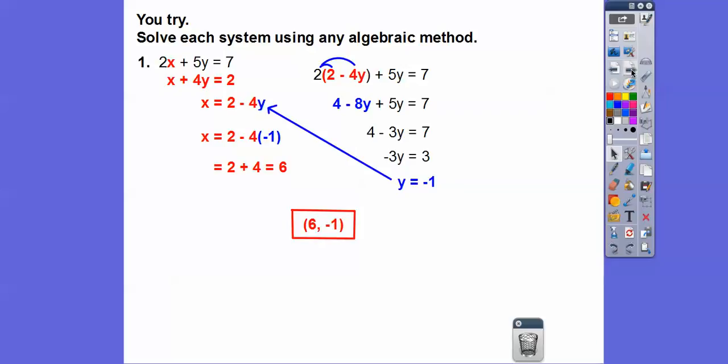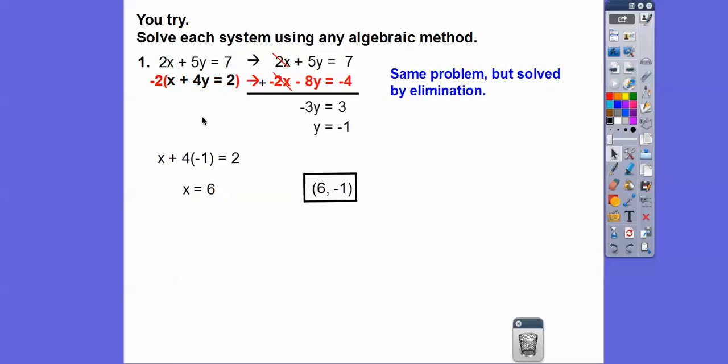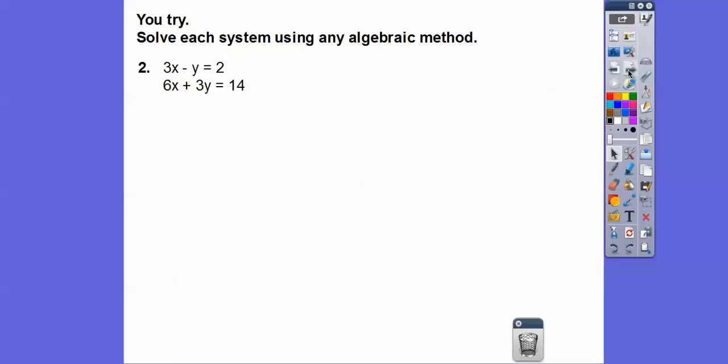Here's the same problem doing it with the elimination method. Multiply this by negative 2, times negative 2, times negative 2. We get this red guy right here, and we still get y equals negative 1 and x equals 6. Either way, it doesn't matter. They don't require you to do it a certain way. You're just looking for the correct answer, so whatever way works.